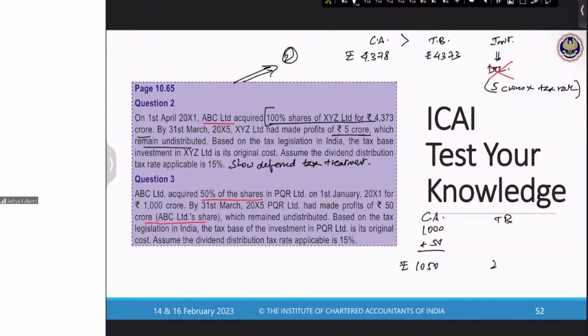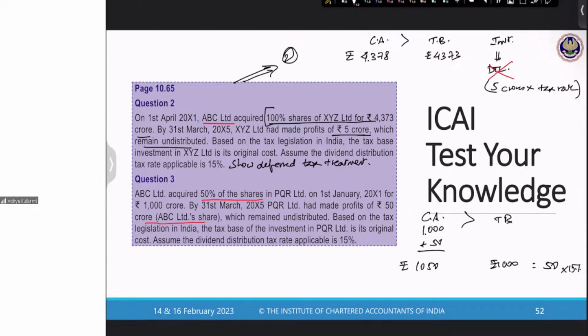What is your tax base? Tax base is 1000. Because the tax base is 1000, this is giving rise to a difference of 50. Sir, what do I do with this 50? Is it deductible or taxable? Carrying amount is greater than the tax base of an investment, so it becomes a taxable temporary difference, which ideally should give rise to a deferred tax liability.